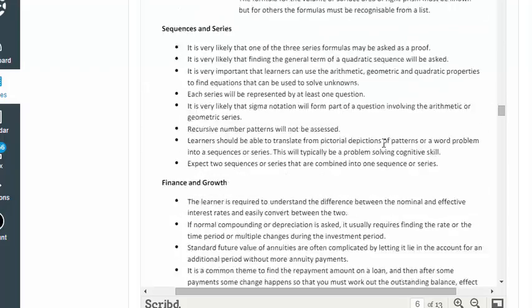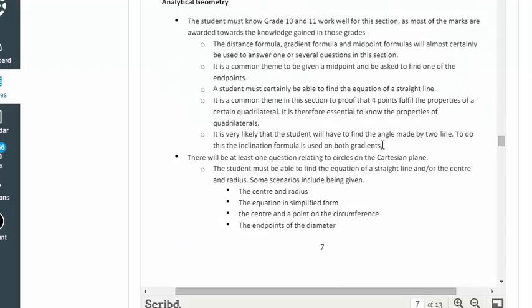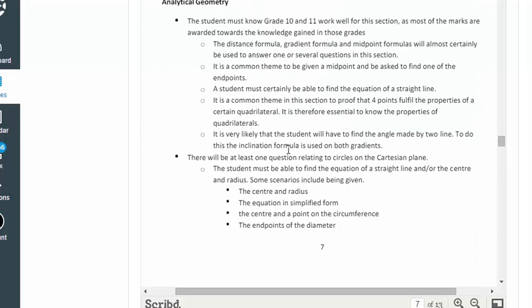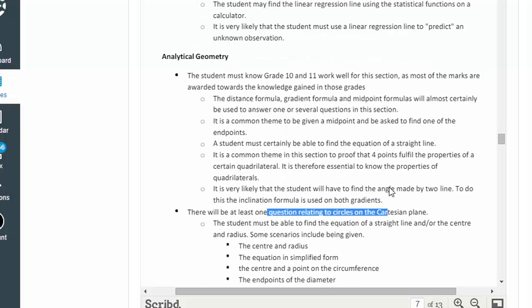So there are both papers, explaining what I have found are the most common things that they ask. And so I often use words like "it is likely." There will be at least one question relating to circles in the Cartesian plane.